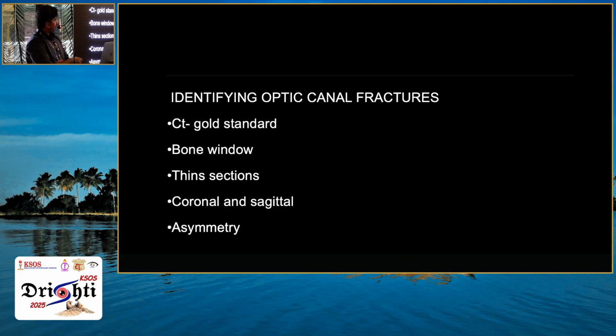So for identifying optic canal fractures, CT is the gold standard. You should view in the bone windows only. Thin sections are mandatory to look for optic canal fractures. Coronal and sagittal, and always look for asymmetry between both sides.